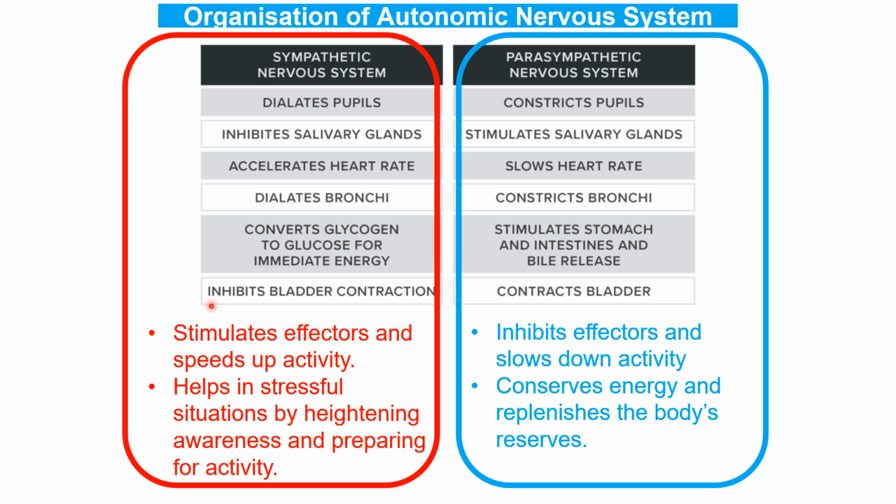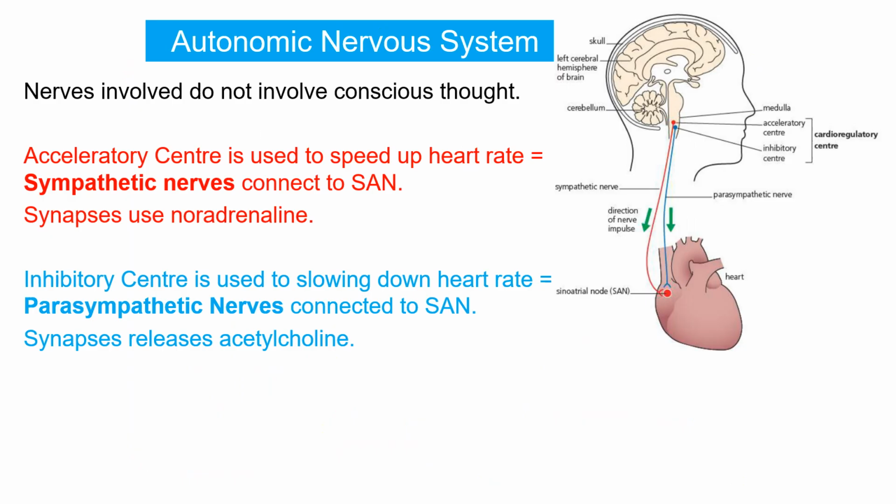Basically, this stimulates your effectors to speed up activity, and it will help in stressful situations by heightening your awareness. The parasympathetic is the opposite of that. It slows you down, your pupils get constricted, your salivary glands will produce more to help digestion, your heart rate slows down, your bronchi get smaller so less air gets in, and your stomach and intestines will work as normal. It therefore inhibits your effectors, slows down your activity, and conserves the body's energy.